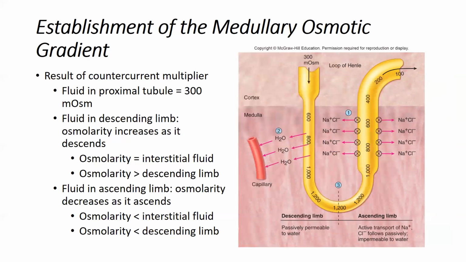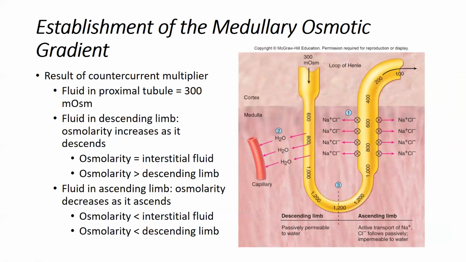As we move down the descending limb, what can we see happening here? As we lose water, what about the fluid in the tubule? Is it becoming more or less salty? More salty. So all that water is going into the blood vessel, and so the osmolarity of the tubular fluid increases as we go down the descending limb. We're moving water out until we're left with the solute and it becomes more salty.